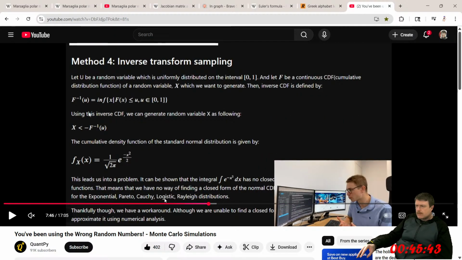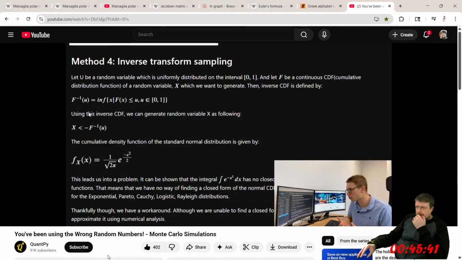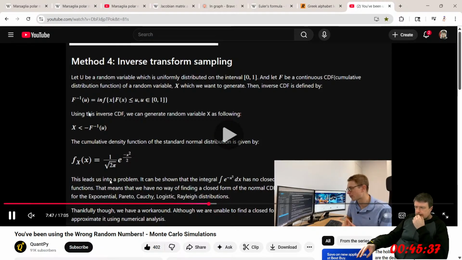I'm just confused. Inverse transform sampling. Our random normally distributed variables using this inverse CDF function.